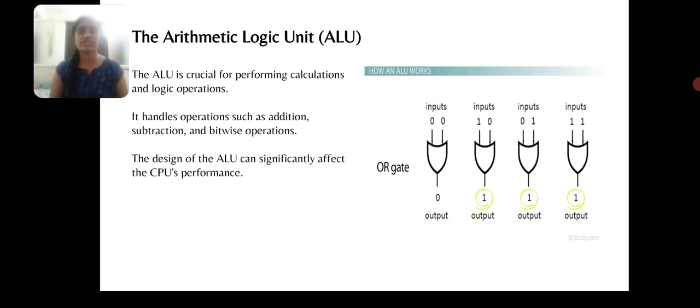Next one, the arithmetic logic unit, ALU. What is meant by the ALU? It is crucial for performing calculations and logic operations. It handles operations such as addition, subtraction, and bitwise operations. The design of the ALU can significantly affect the CPU's performance.